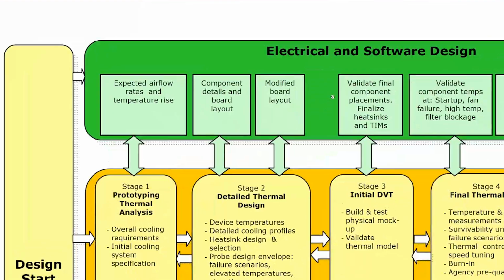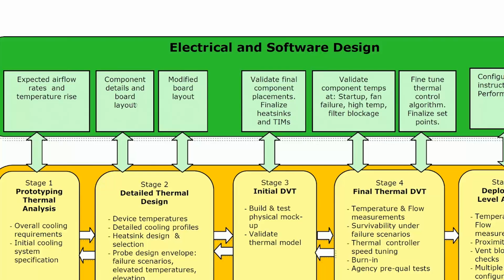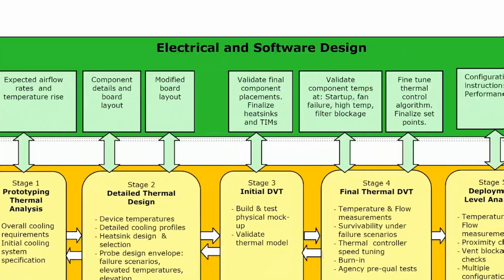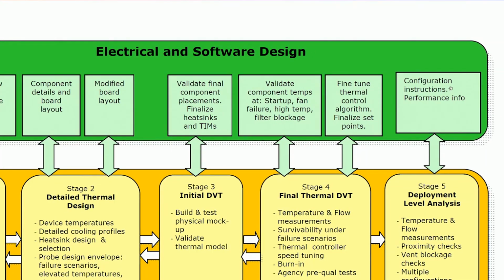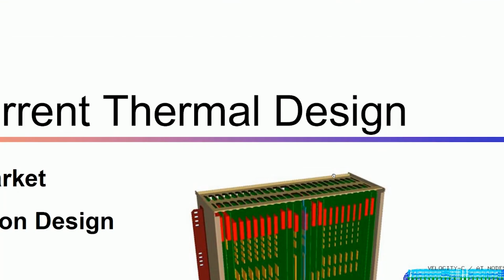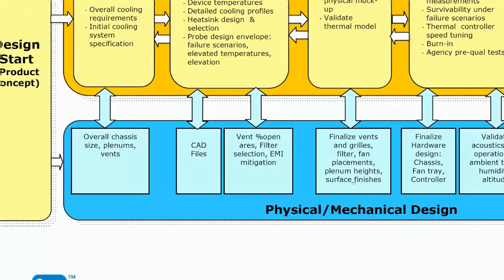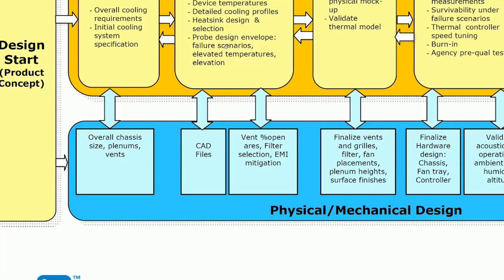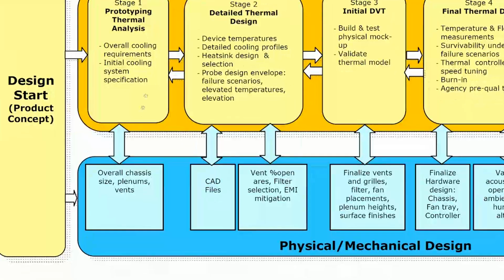You see it goes left to right: expected airflow, component details, modified board layout, validate component placement, component temperature, startup, fan failure, fine tune, configuration instructions. And similarly, just like those are electrical and software, the mechanical side says overall chassis size, plenums and vents.